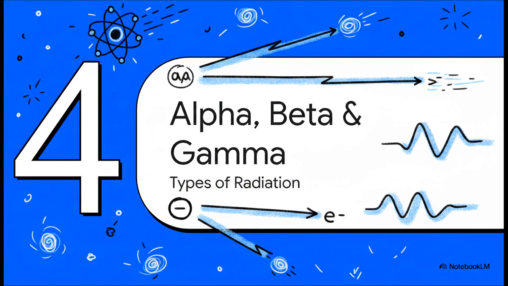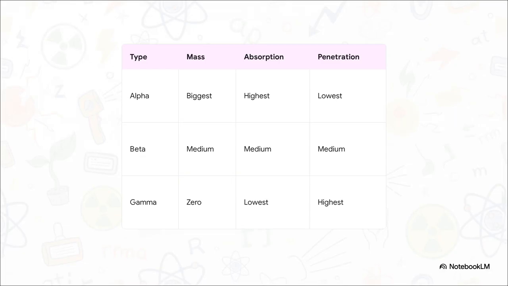Which brings us to Section 4, alpha, beta, and gamma. Consider this table your absolute cheat sheet. We've got 3 main types of radiation, and their mass dictates exactly how they behave. Alpha particles have the biggest mass, which means they act kind of like bowling balls. They just crash into everything. This gives them the highest absorption rate, but the absolute lowest penetration power. Seriously, a basic piece of paper can stop them.